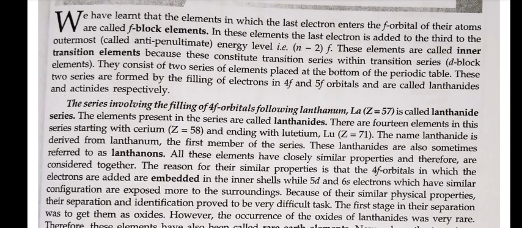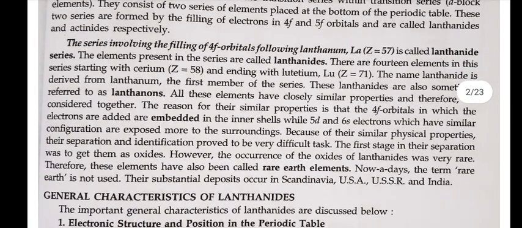These elements are called inner-transition elements because they constitute transition series within the transition series of d-block elements. They consist of two series of elements placed at the bottom of the periodic table. These two series are formed by filling the electrons in 4f and 5f orbitals and are called lanthanides and actinides respectively. The series involving the filling of 4f orbital following lanthanum, La, Z equal to 57, is called the lanthanide series. The elements present in the series are called lanthanides.